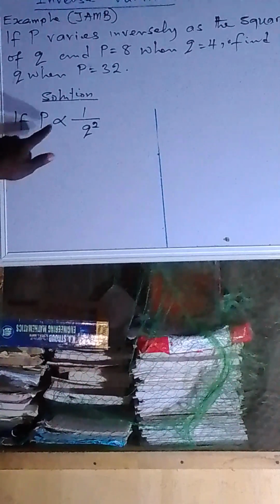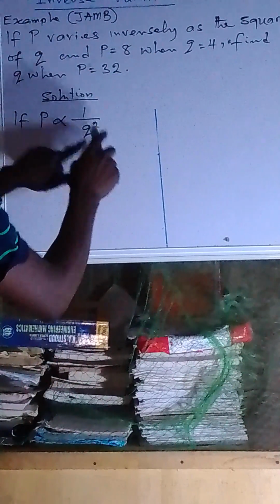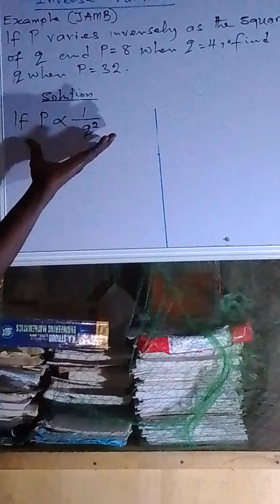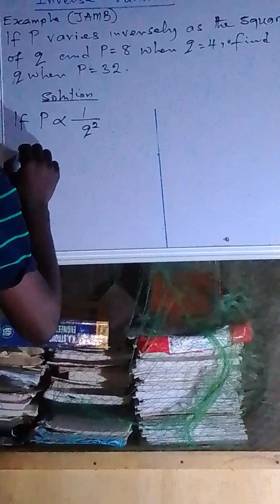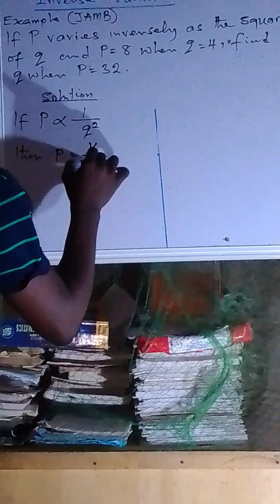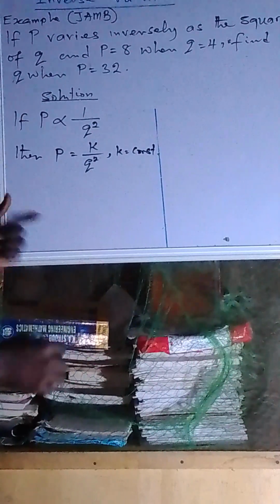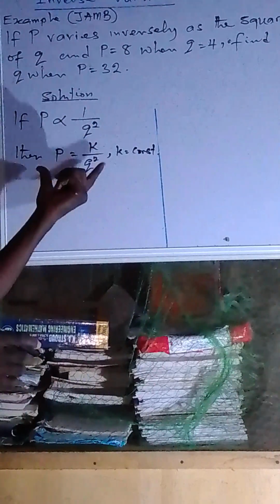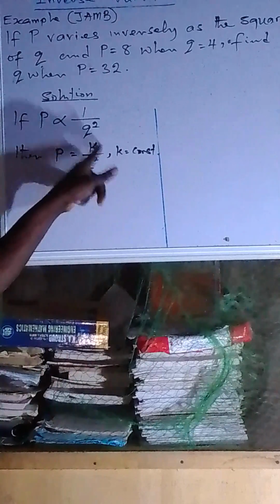Okay, so now let me take it again. If P varies inversely, 1 over the square of Q. Once you're able to establish this, you change this variation to an equation. So we have then P will be equals to K over Q square, where K is a constant. Whenever you are changing a variation to an equation, you have to introduce a proportionality constant. So you just put the constant here.